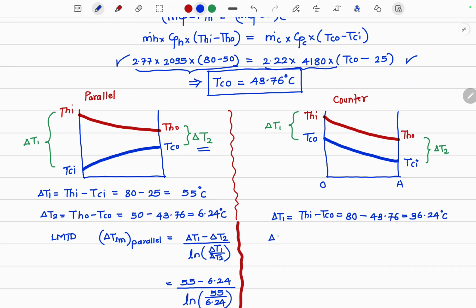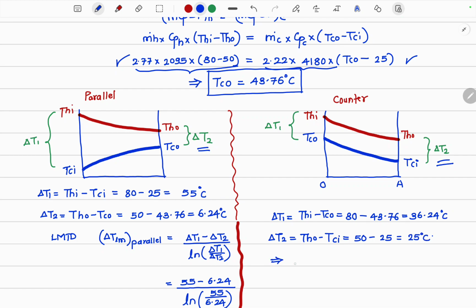Side by side, if you make the calculation, that will make your understanding concrete. Counter flow: delta T2 is THO minus TCI, from the diagram. I don't need to remember the formula. It will be directly available because of the diagram, and I will not be making any mistake in this because the diagram is there in front of me always. So THO is 50, TCI is 25. So your delta T2 is 25 degrees Celsius.